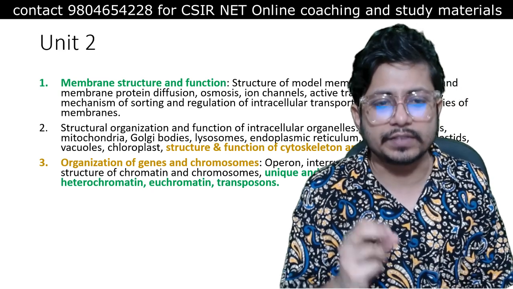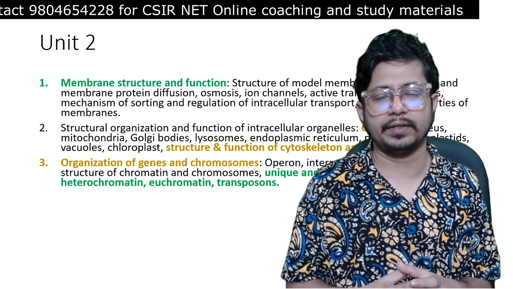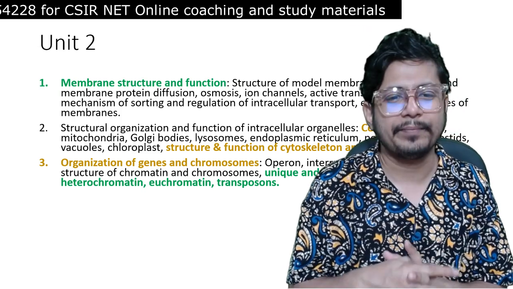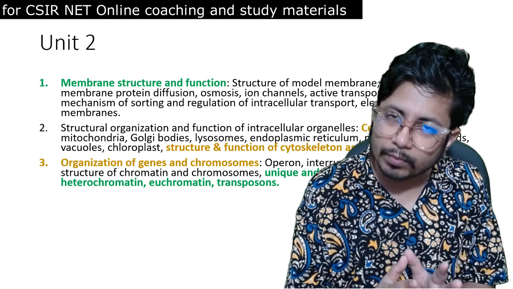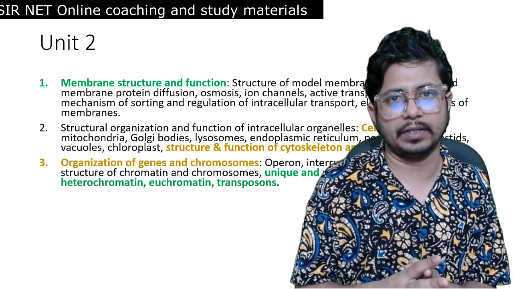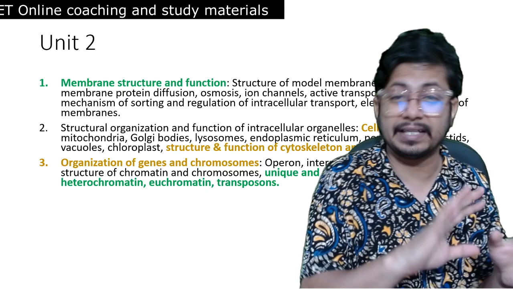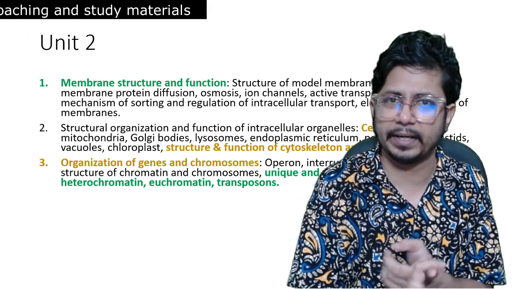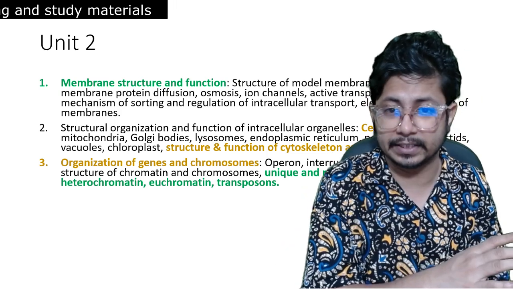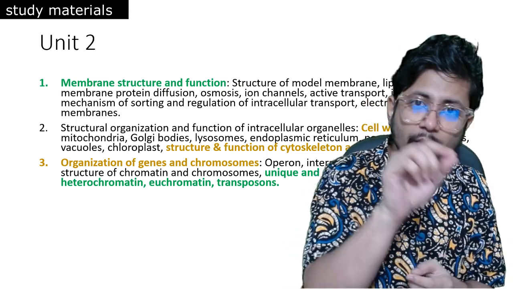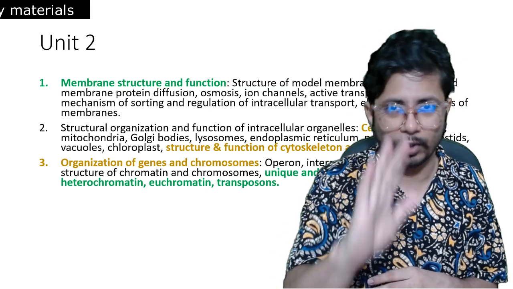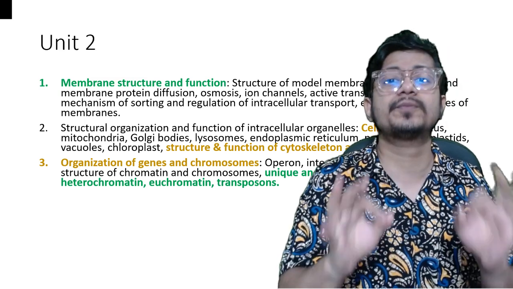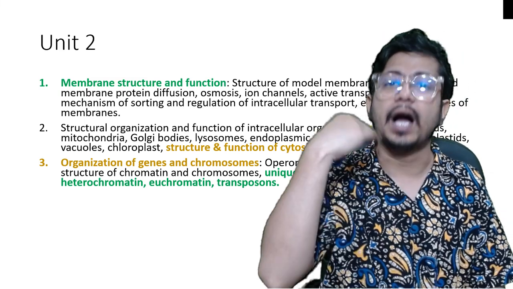Then we have organization of genes and chromosomes. Here we have the chromatin structure, and also the beads on a string model. In the organization of the chromosome, we are going to talk about the formation of the CpG island, and also repetitive DNA, heterochromatin, euchromatin, transposons. All these things are present there. So gene families, chromatin, chromosomes, and organization of the chromosomes are yellow, moderately important. But the repetitive and unique DNA, heterochromatin, euchromatin, and transposition part is even more important.